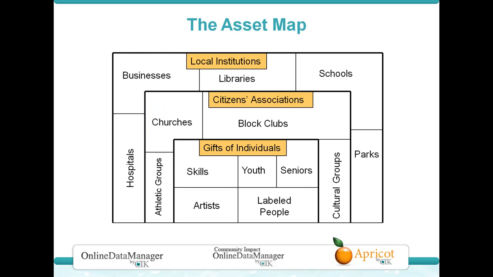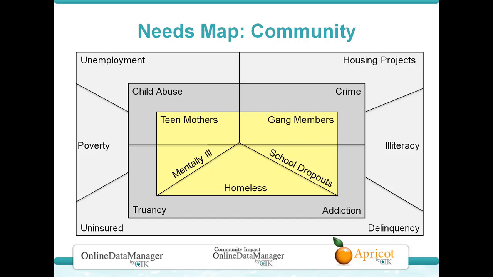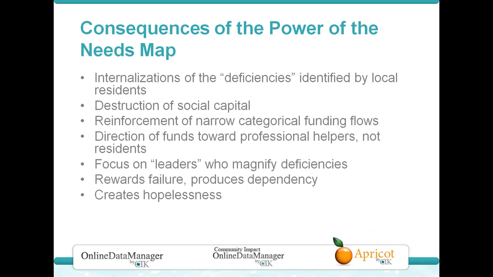the needs. The other issue is that it leads to categorical funding flows, because typically what we do, when we've identified all these issues, is we then try to develop individual programs to focus on each one of these. And as I highlighted earlier, typically individuals and families don't have just one of these issues, they have multiple issues. So designing individual programs may or may not be the best way to address their concerns or their issues. It also directs the funds towards the professional helpers and not the residents, because our solution, when we do a needs assessment, we think more in terms of new programs and services rather than also supporting care.